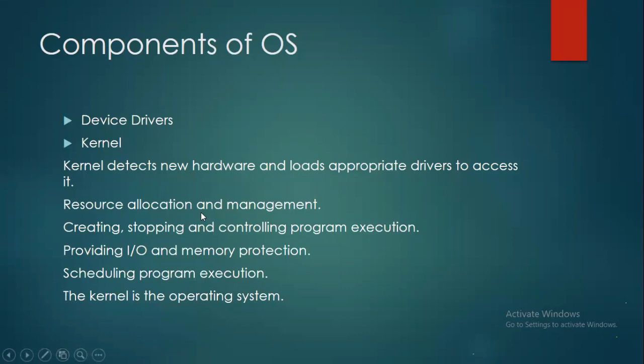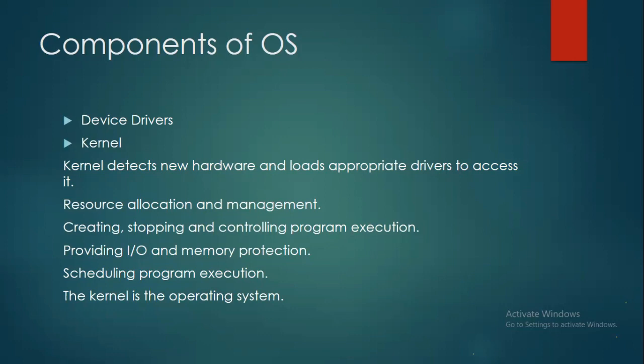Then the kernel is responsible for resource allocation and management, for example, of memory, and management of input output devices. It is also taking care of these things. Then the kernel can create, stop or control program execution. Execution means running of a program. So it can stop or control program execution. Kernel, you can call it the operating system also. It provides input output and memory protection.